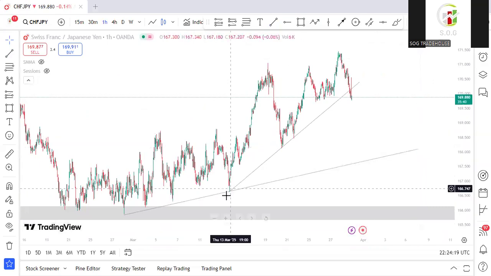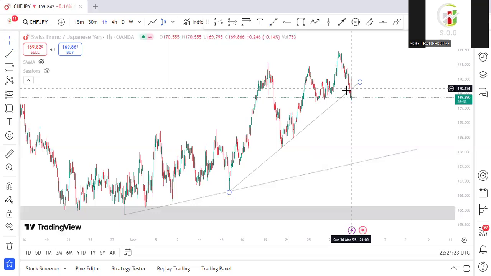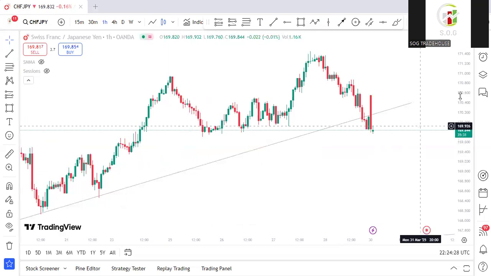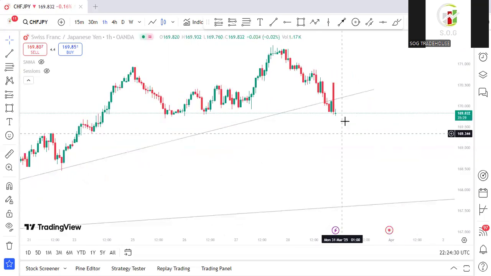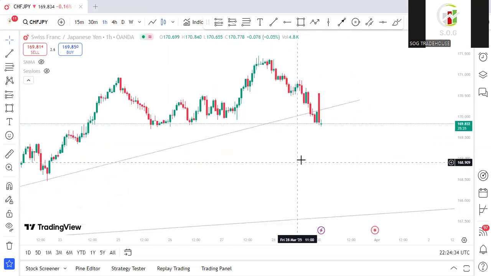So we've got the first touch of the trend line, the second touch, the third touch, and at the fourth touch, we've got the break and retest of the trend line. So this is actually a valid setup for sales on CHFJPY.